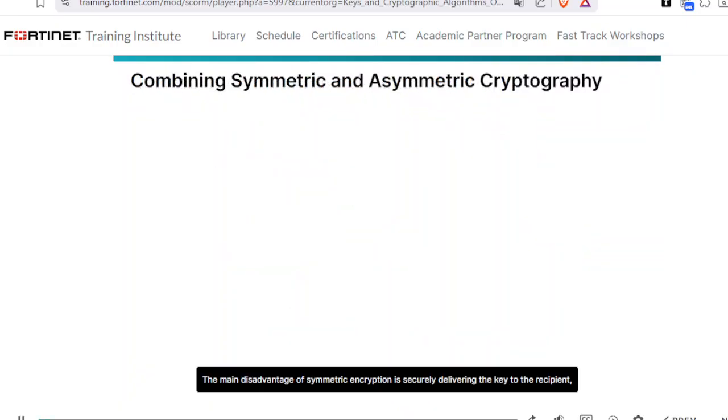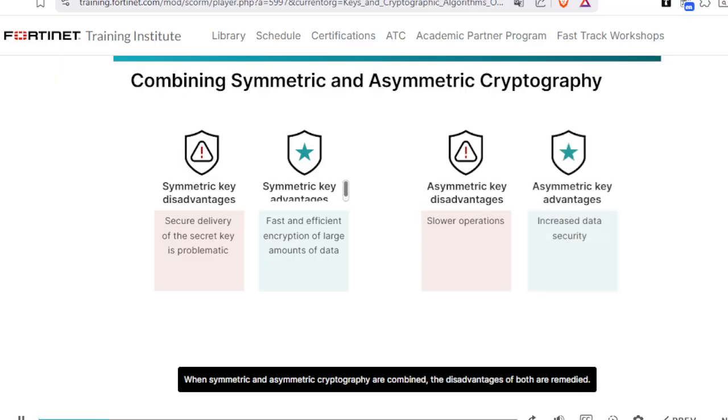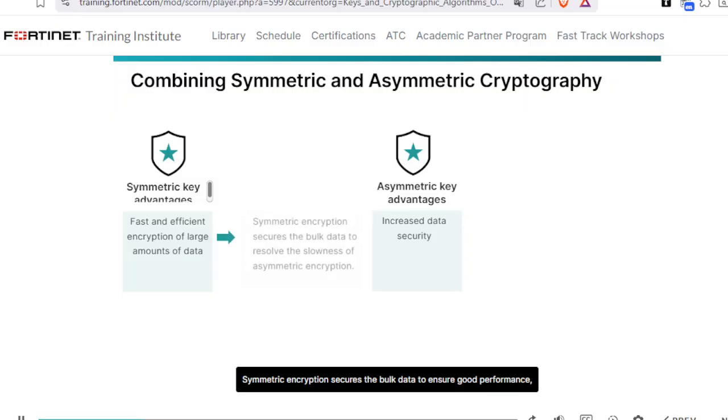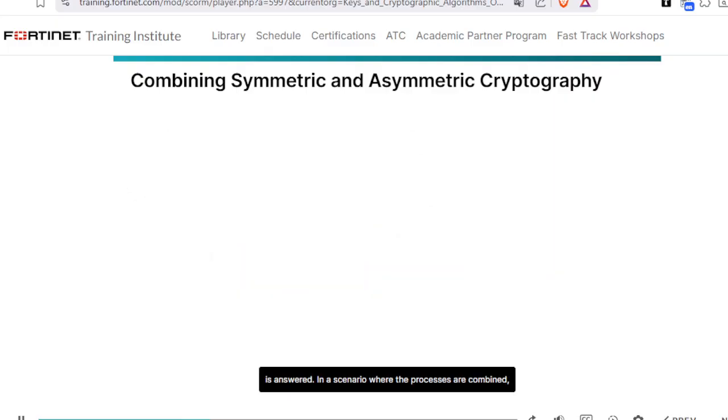The main disadvantage of symmetric encryption is securely delivering the key to the recipient, while the main disadvantage of asymmetric encryption is its slowness. When symmetric and asymmetric cryptography are combined, the disadvantages of both are remedied. Symmetric encryption handles the bulk data to ensure good performance, while the symmetric key, a small piece of data, is encrypted by the recipient's public asymmetric key. Thus, the question, how do we securely send the key to the receiving party, is answered.